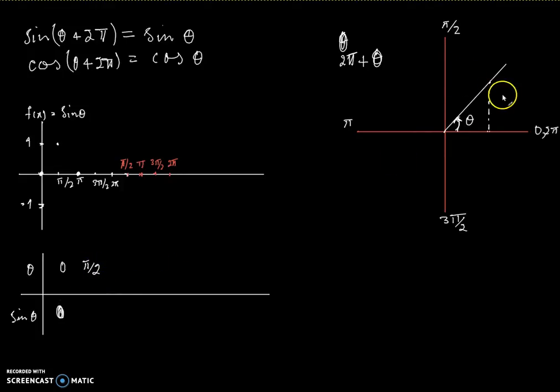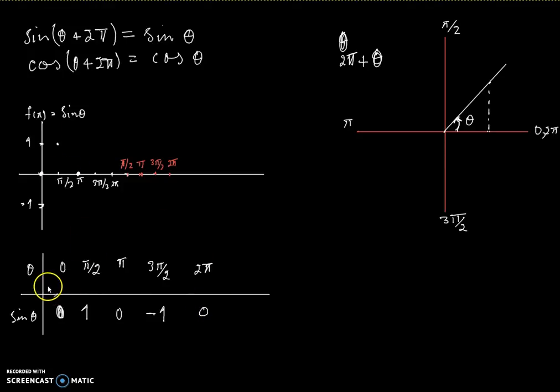When you're at pi by 2, your y value is 1, your r value is also 1, so you get a 1. When you're at pi, your y value is 0, so you get a 0. When you're at 3 pi by 2, your y value is minus 1 and your r value is 1, so you get a minus 1. And when you're at 2 pi, you basically get the same value as 0, so you get a 0.